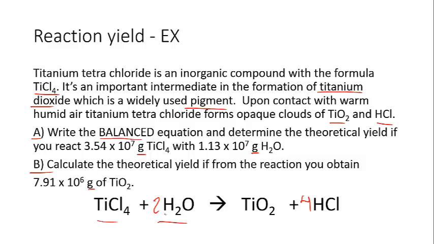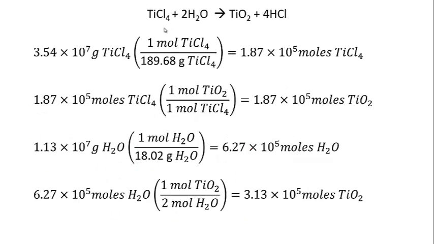The limiting reagent will produce fewer moles of titanium dioxide because that's our desired product. So the limiting reagent is the one that will produce fewer moles of titanium dioxide. To determine the theoretical product yield, let's first start with titanium tetrachloride.